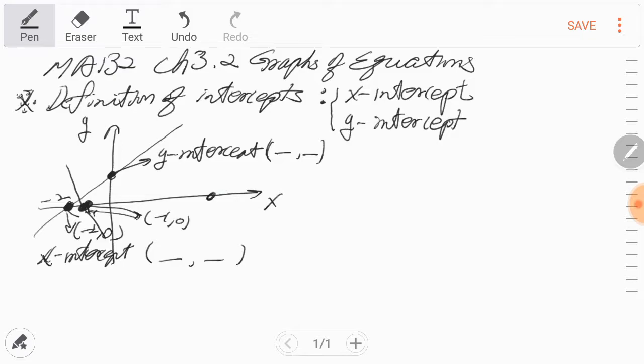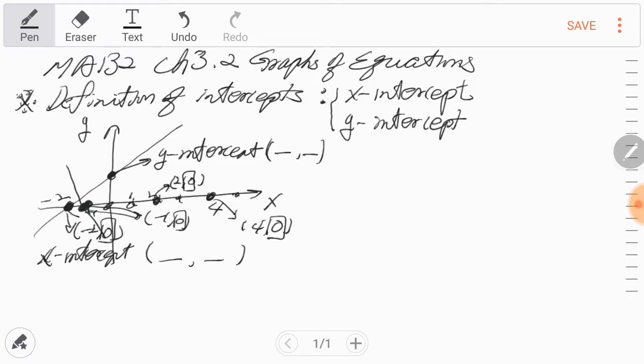How about the coordinate of this point? 1, 2, 3, 4. X is 4, y is 0. How about this one? X is 1, 2. So x is 2, y is 0. So all the points on the x-axis have the same y value. The y values are all zeros.